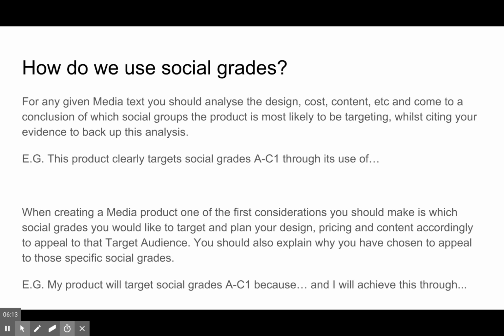But there you have it, really. Social grades is a really simple way of categorizing groups of people according to effectively how much money they have. Recognizing that allows you to more accurately either analyze a media text or create one to appeal to them.